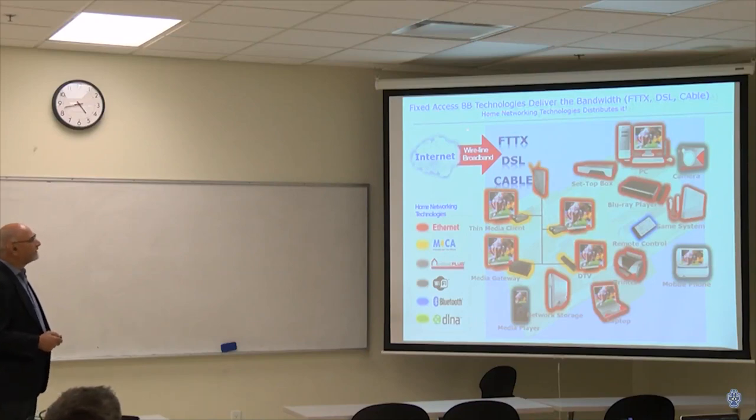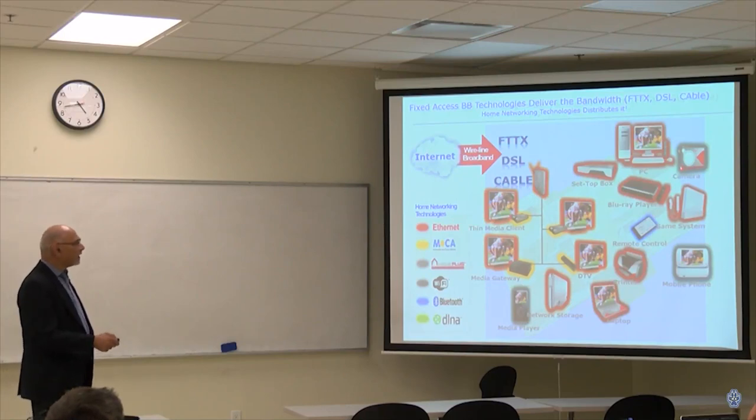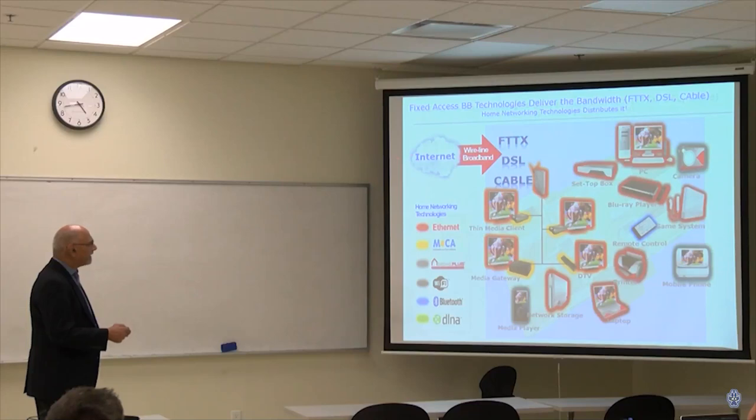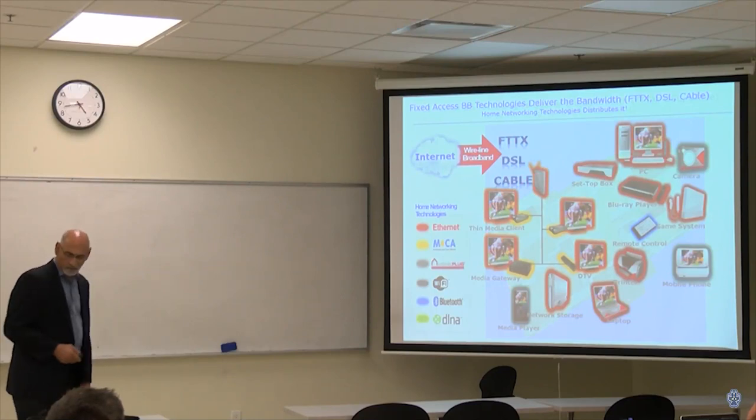The basic idea here is that then you've got all the home networking technologies. So inside the house, you've got the set-top boxes, PCs, cameras, game systems, network storage, laptop, all kinds of things, mobile phones. And the basic idea is that we deliver broadband to the home, and then the home networking technologies such as MoCA, Wi-Fi, Bluetooth, DLNA, home plug, all of them basically distribute it inside the home. So that's basically the way this thing is framed. Get a big fat pipe into the home, and then find all these applications that you run on your devices in the home and find a way to distribute it.